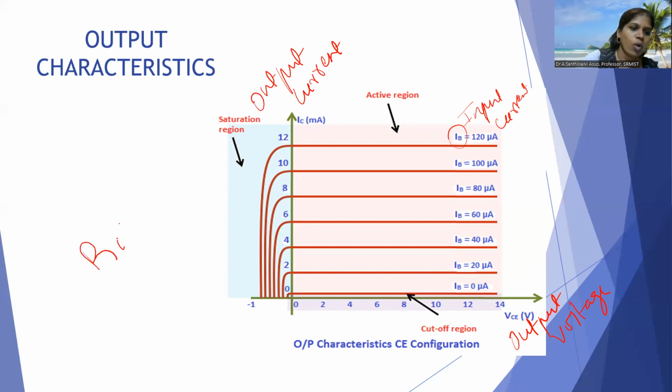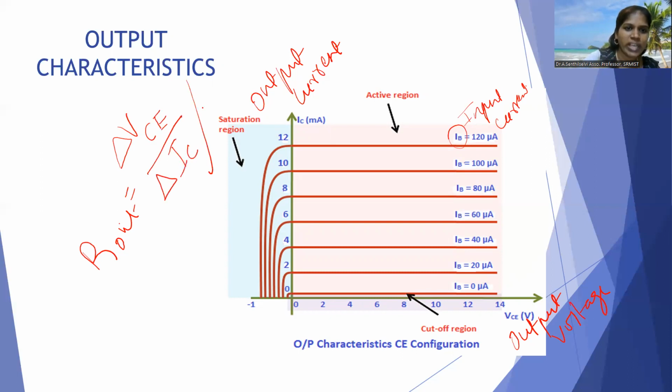So Rout equals the change in output voltage divided by the change in output current, with constant input current. Now you will have a clear idea about the output characteristic. In the same way, we should draw the input graph structure and output graph structure and write the Rin and Rout values for all the configurations. Okay, now we will move to the common base configuration.